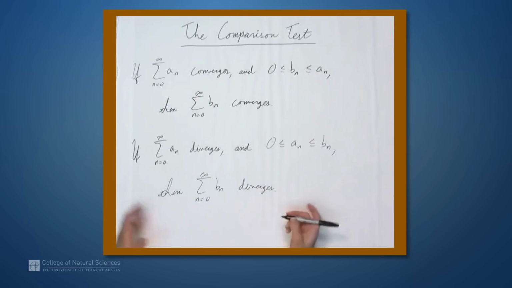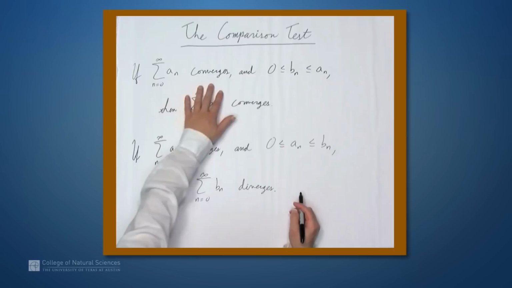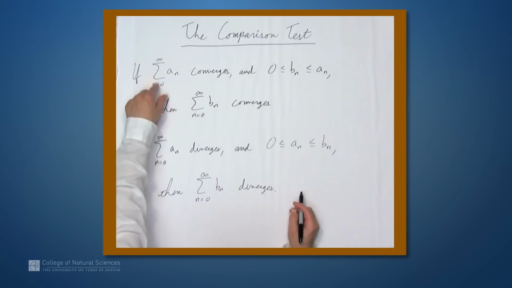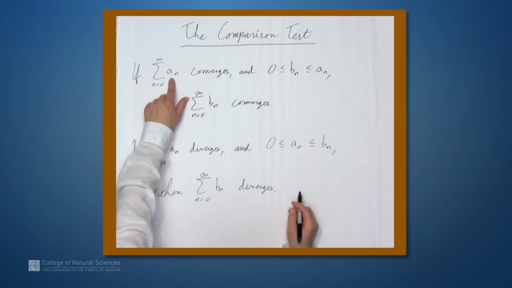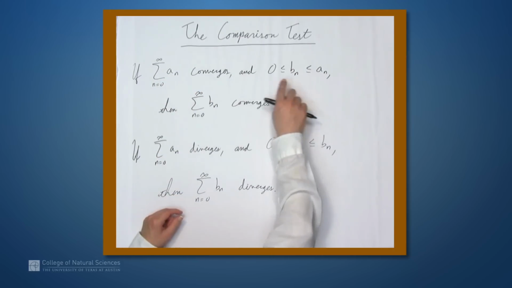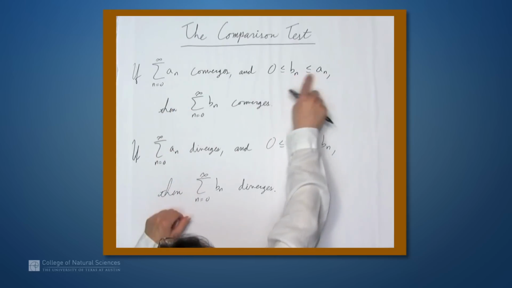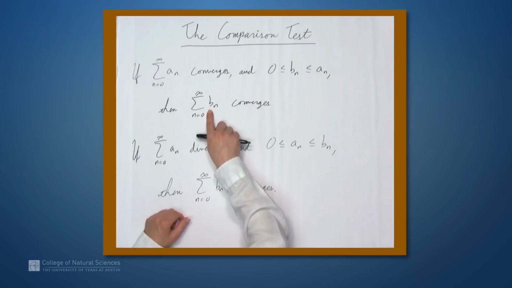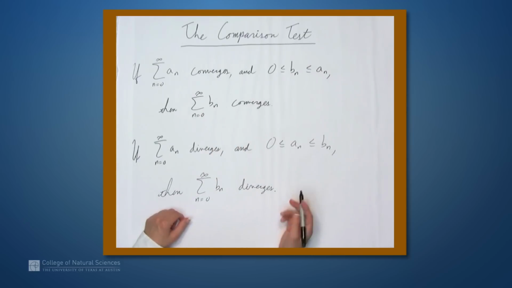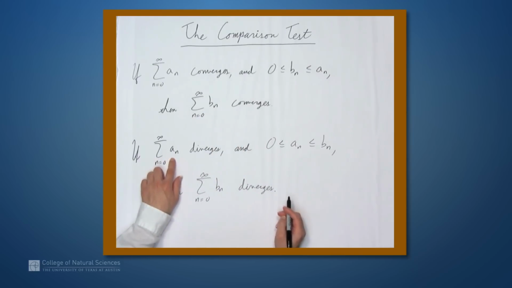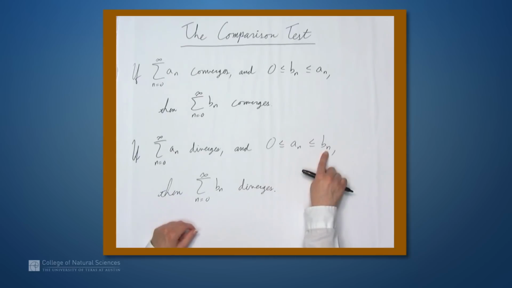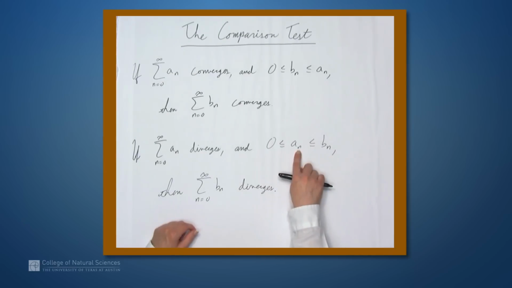So what is this saying? Essentially, if we start with a convergent series, in this case the series of the a sub n's, and we have another series that's smaller than this one, term by term, then this one must converge. Also, if we have a series that diverges, and then we have another series that's larger than the original one, term by term, then this one must diverge.